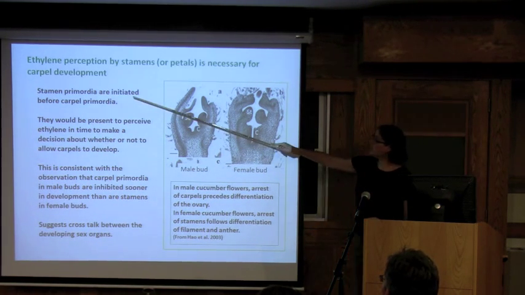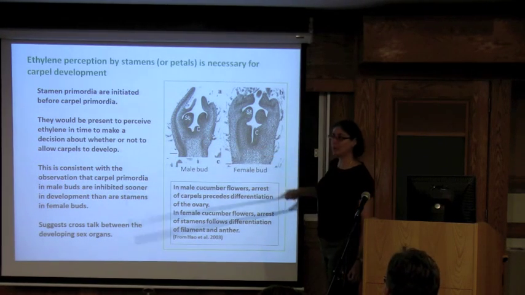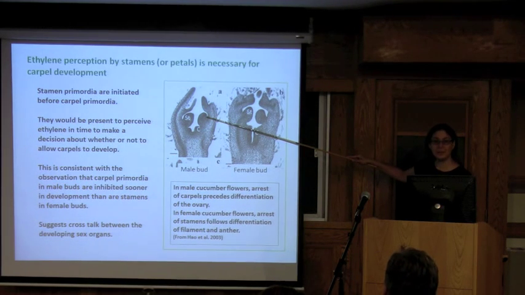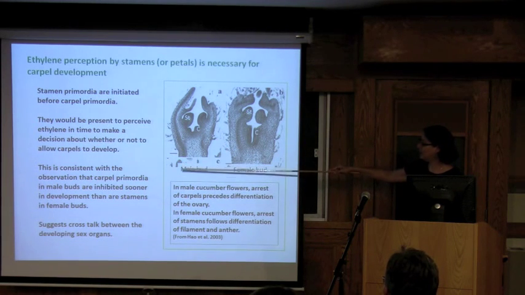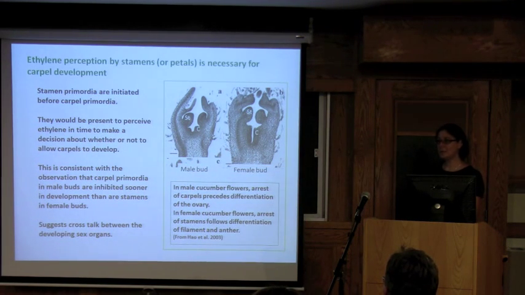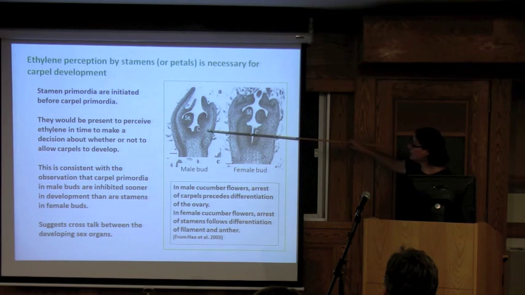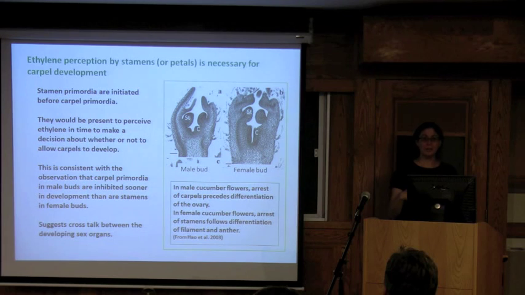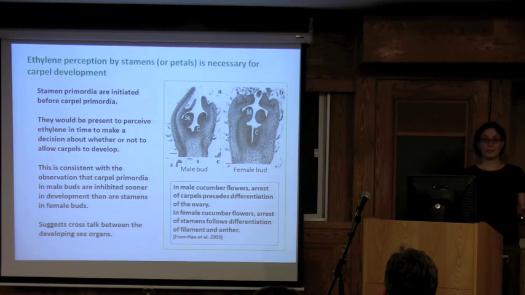The stamen primordia are initiated before the carpel primordia. So that means that they would be present to perceive ethylene in time to make a decision about whether or not to allow the carpels to develop. This is also consistent with the observation that inhibition of carpel formation in a male flower occurs at an earlier stage of development than does inhibition of stamens in what will become a female flower. So this also suggests that there's crosstalk going on between these developing sex organs.